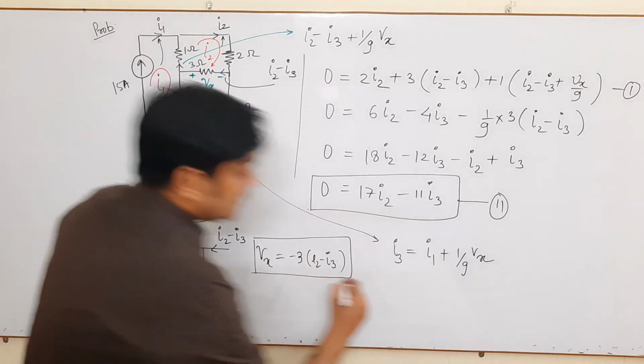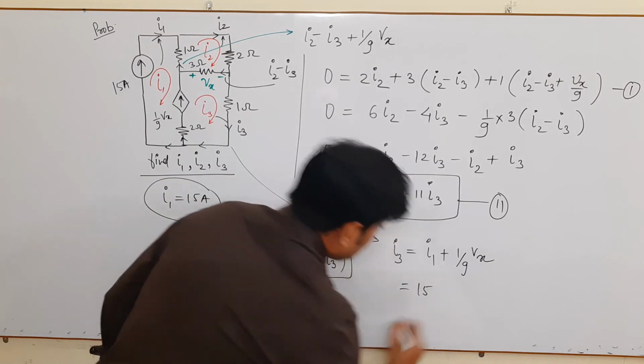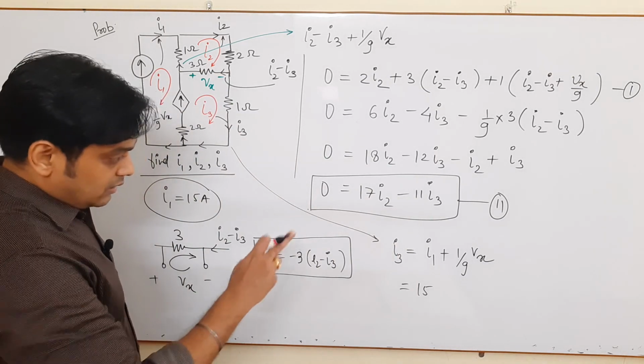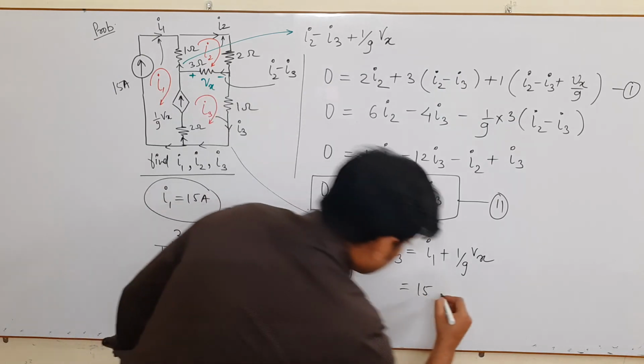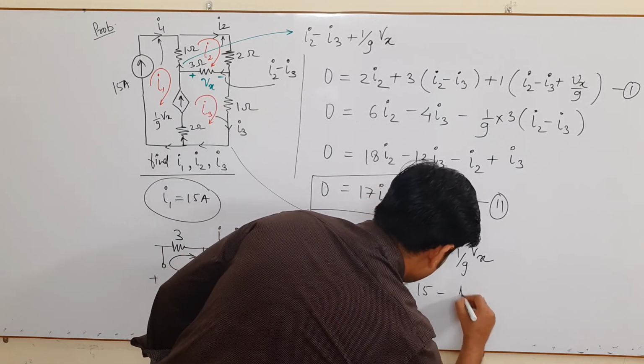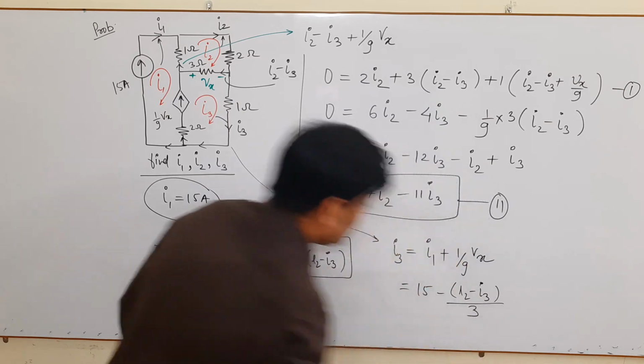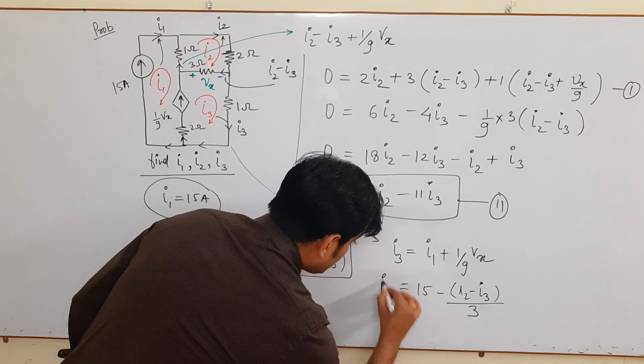You can write I1 is your 15 ampere. You know the value of Vx, so I will directly put the value of Vx. That comes to be minus of I2 minus I3 upon 3, and that is your value of I3.